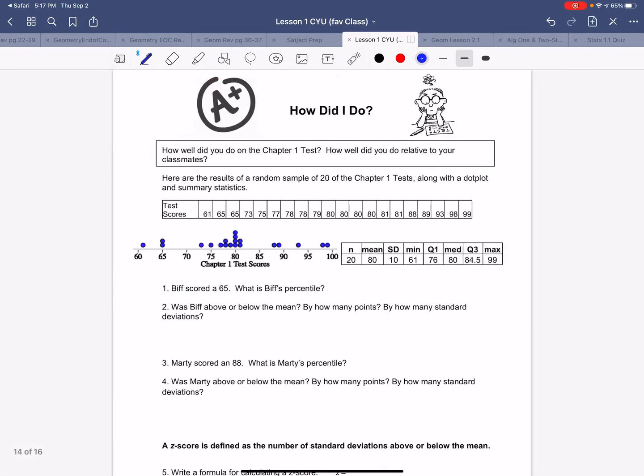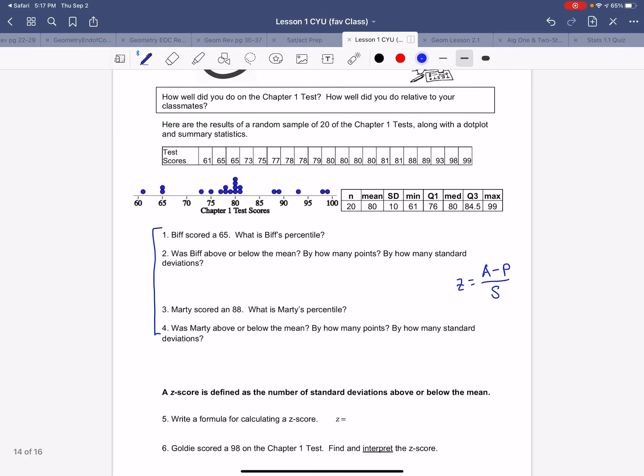So in the next lesson, we started in class a review of z-score. So z-score is A minus P over S. You saw this formula back when you were in Algebra 2, let's hope. And I use this because it's easier to remember. So we always take our actual value minus our predicted value, which is our mean, and we put that over our standard deviation. And that tells us how far off we are.